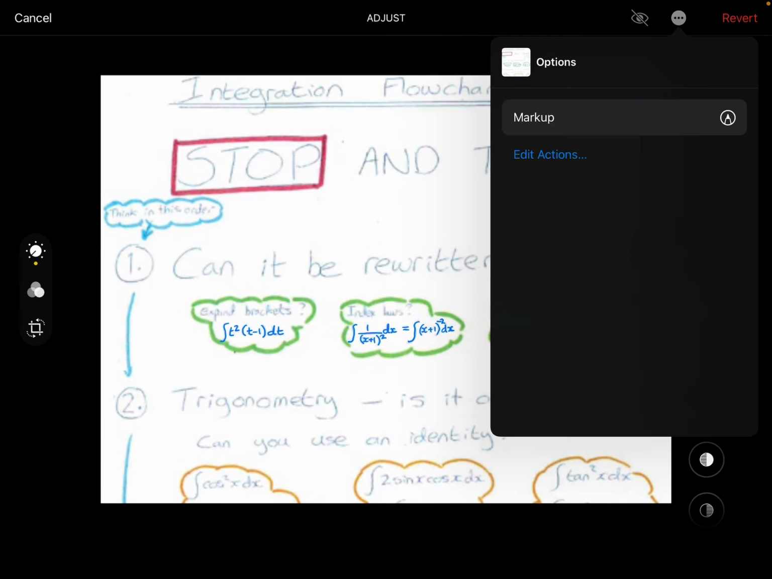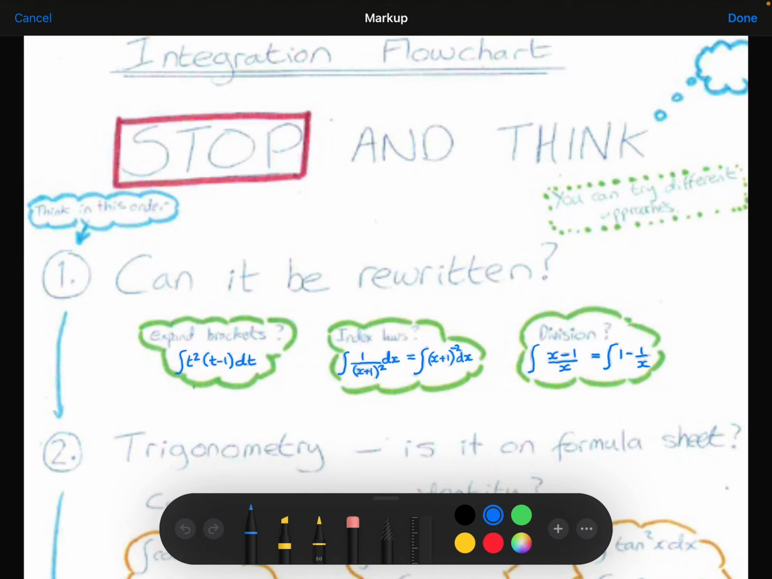First thing to think about, can the expression that you are trying to integrate be rewritten? For example, if you have brackets, in this case here, I could just really simply expand those brackets to get t cubed minus t squared, and then each of those terms integrates really nicely and easily. Do we have index laws? So for example, in this case here, I've got 1 over x plus 1 squared, and I could rewrite that as x plus 1 to the power minus 2, which then again integrates really easily.